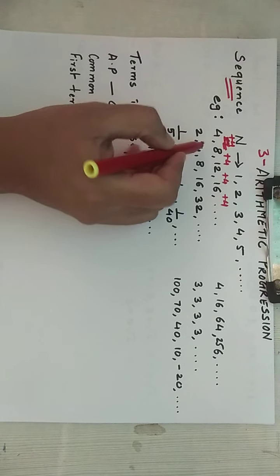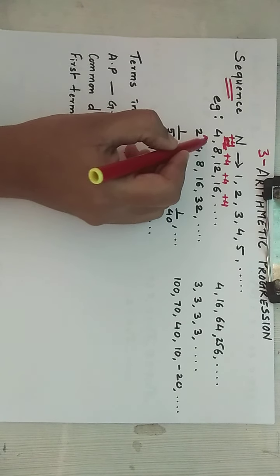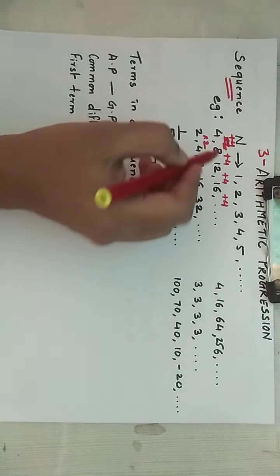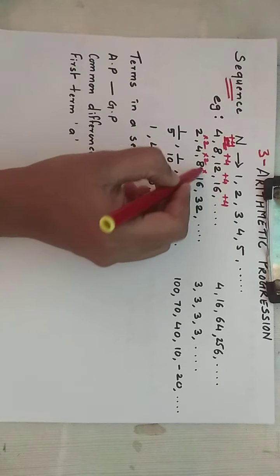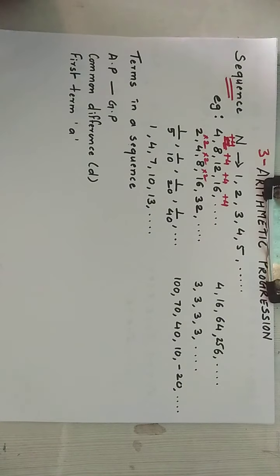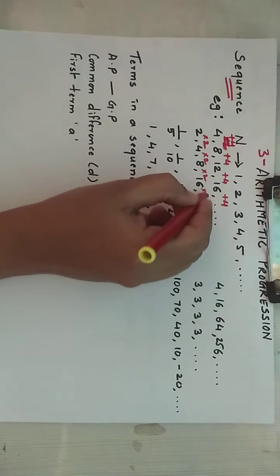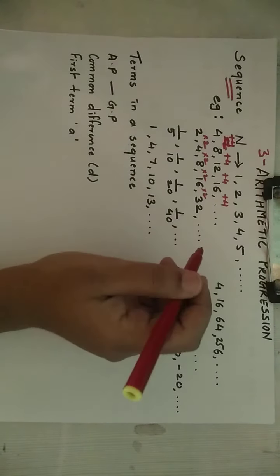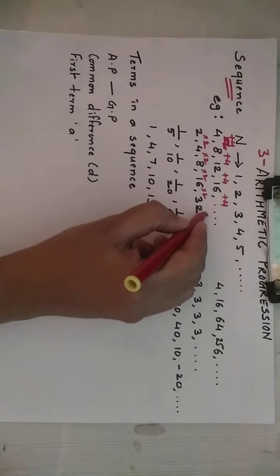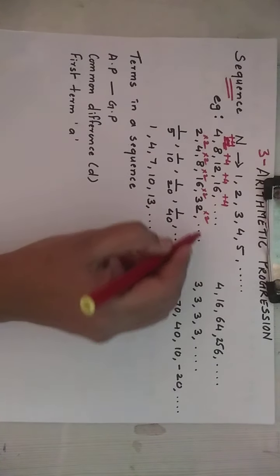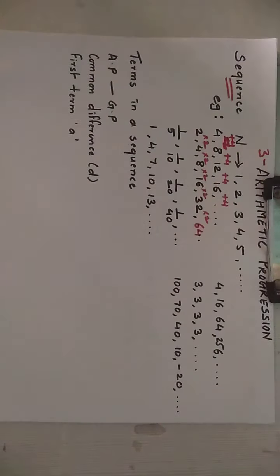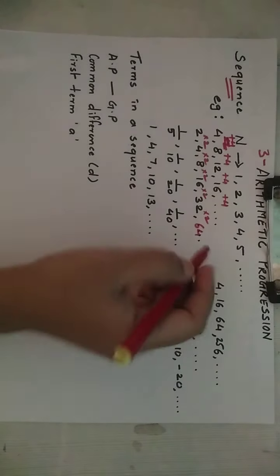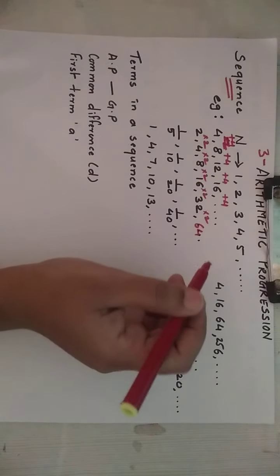Here the sequence: 2 into 2 gives you 4. 4 into 2 gives you 8. 8 into 2 gives you 16. 16 into 2 gives you 32. And similarly, you can guess the next number, that is 32 into 2 will give you the answer 64. 64 will be the next number. And thus you can guess the other numbers in the sequence.